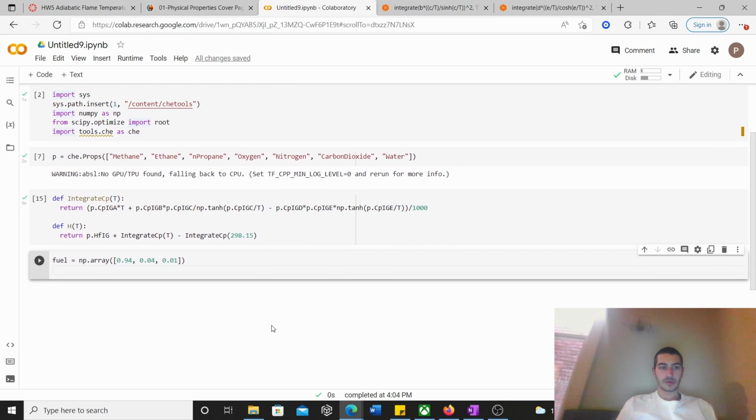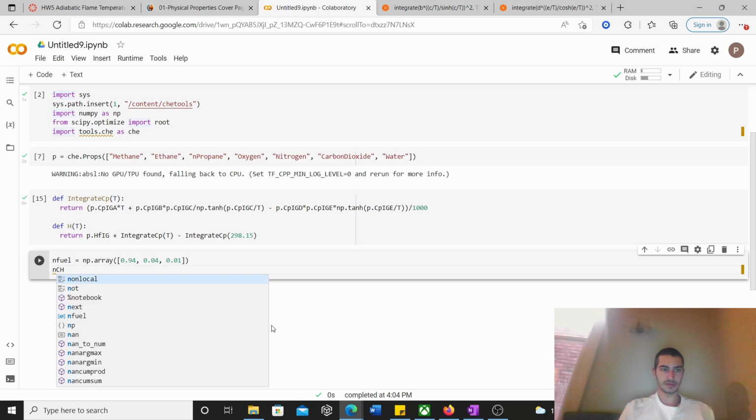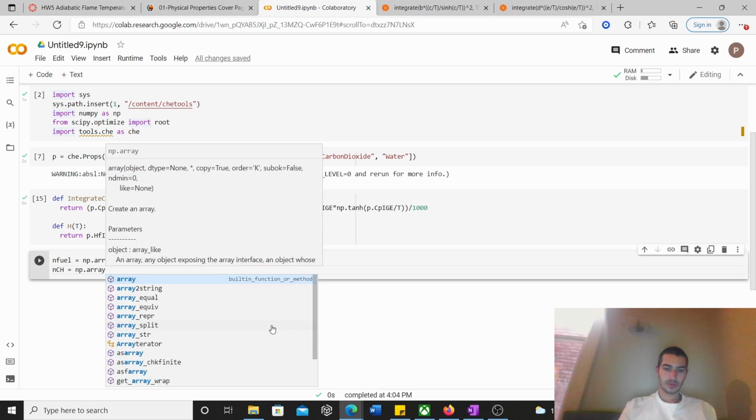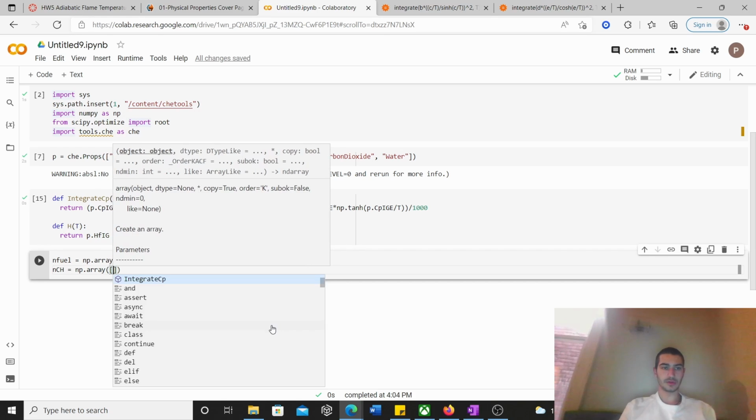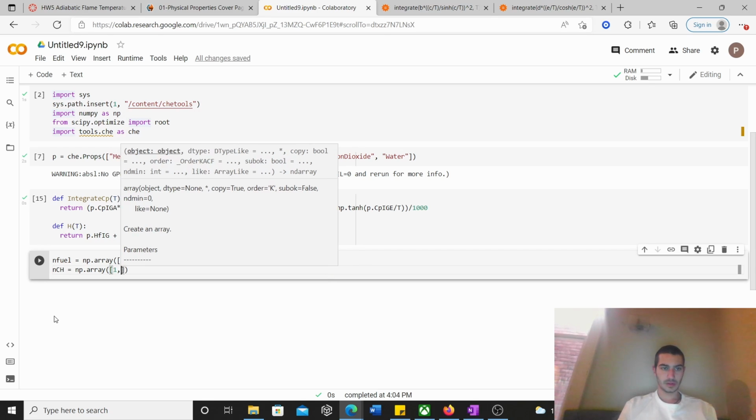Then we're also going to want to create an array for the amount of carbons and hydrogens within each of these. So I'm actually going to call this N fuel and then call this NCH for this one. I'm going to do an array, and it's going to have 3 columns and 2 rows, or 3 rows and 2 columns. So for the first one, there's 1 carbon and 4 hydrogens, right?